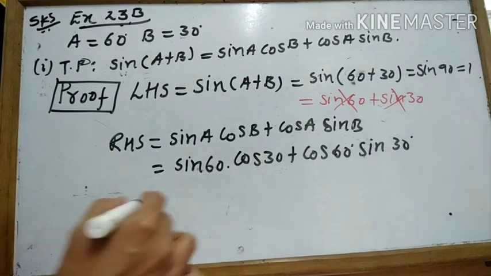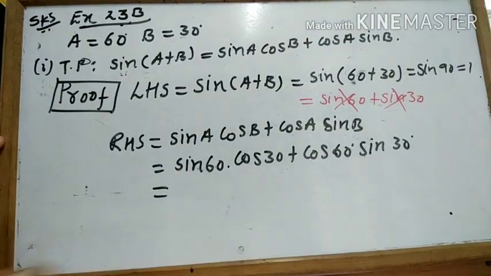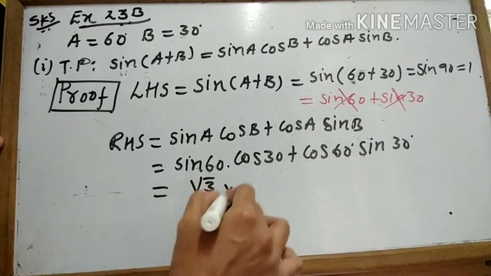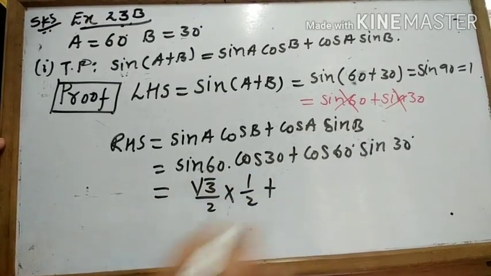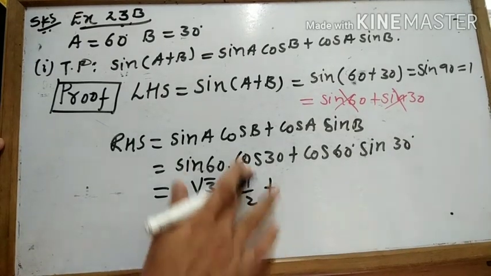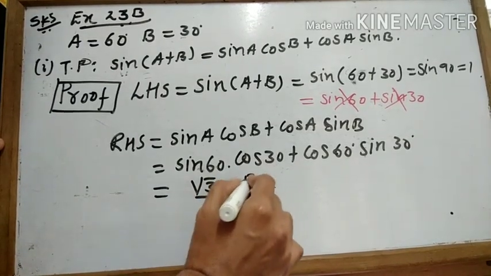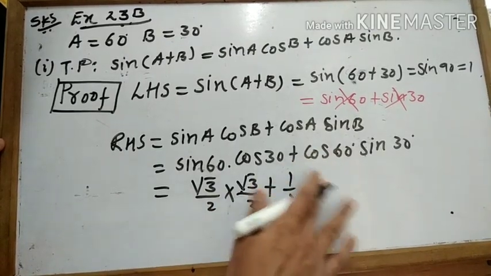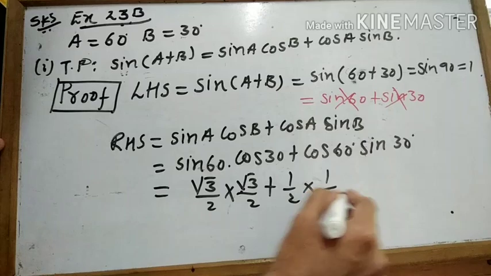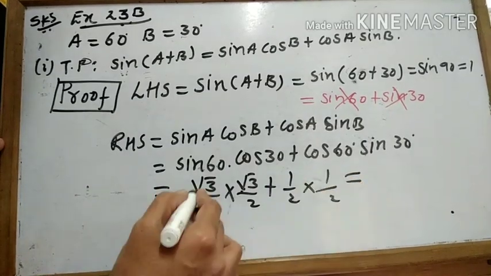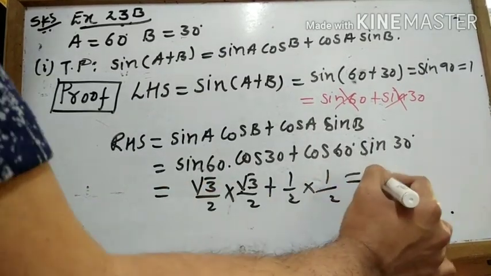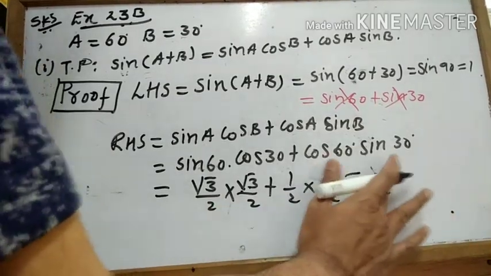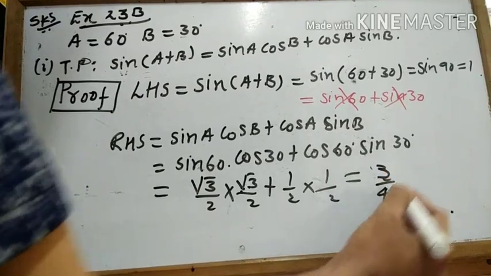If you remember the tabular values, then sine 60 will be given by root 3 upon 2. Cos 30 will be given by root 3 upon 2. Cos 60 is 1 over 2. Sine 30 is also 1 over 2. It is in the form of multiplication. So you may know root 3 into root 3 is 3. 2 twos are 4.